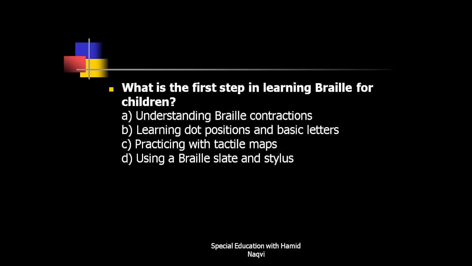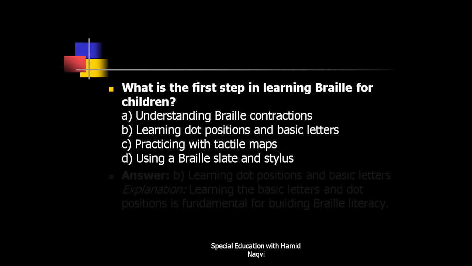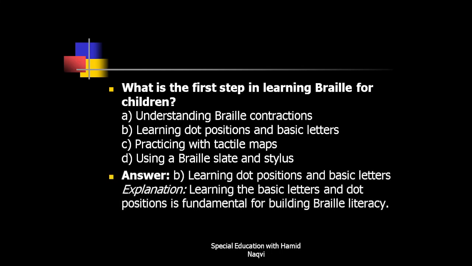What is the first step in learning braille for children? Understanding braille contractions, learning dot positions and basic letters, practicing with tactile maps, using a braille slate and stylus. Answer is learning dot positions and basic letters. Learning the basic letters and dot positions is fundamental for building braille literacy.